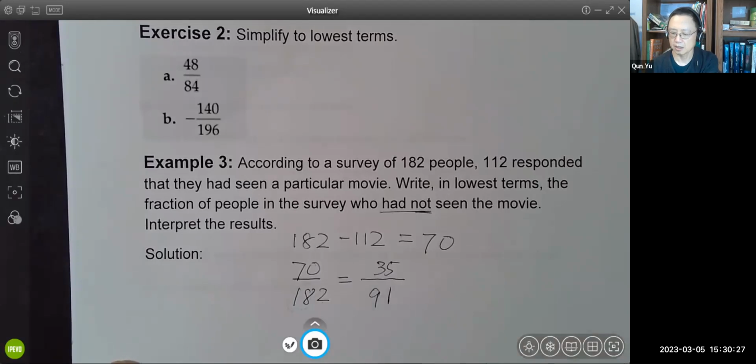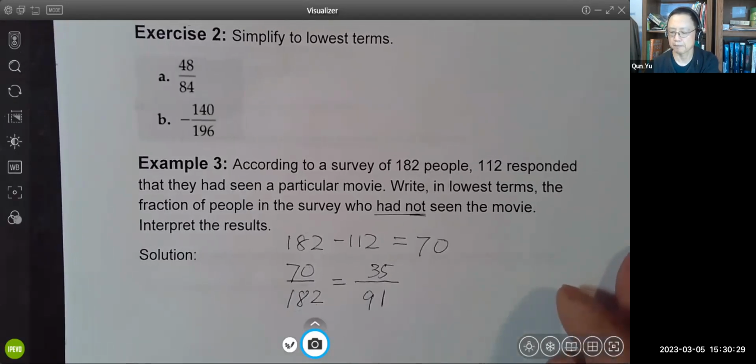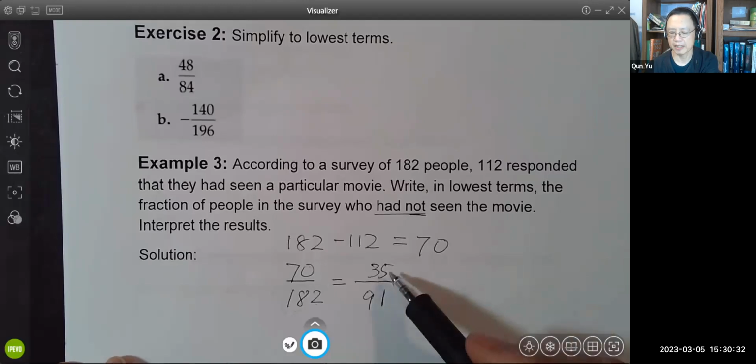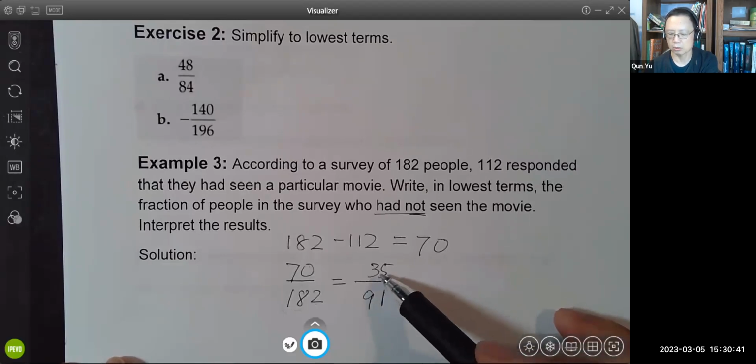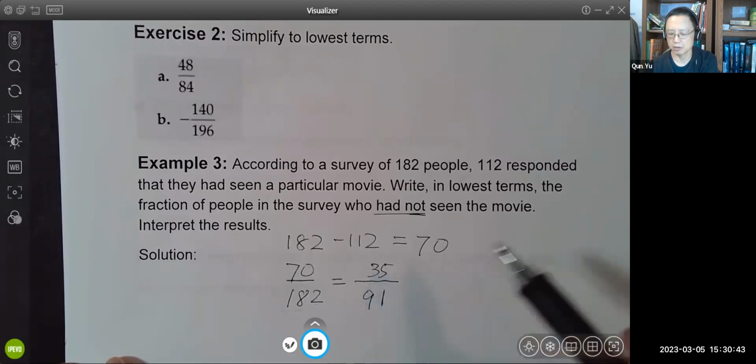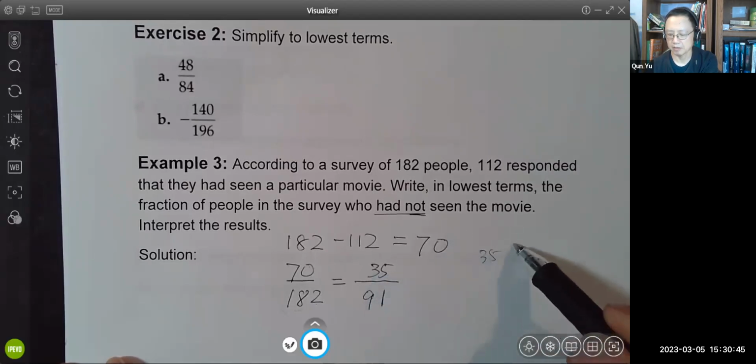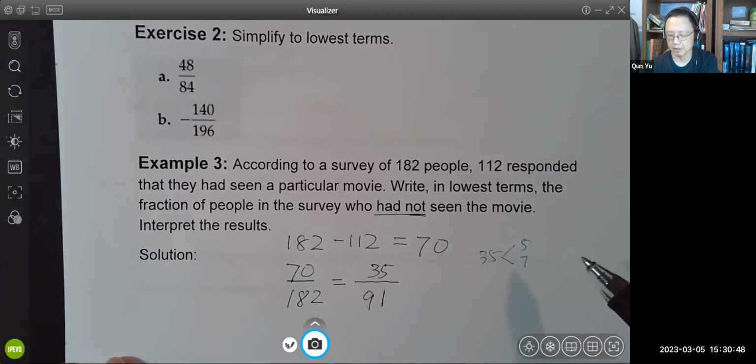Now, can we simplify it further? Now they have to be divisible by the same factor, right? So in this case, we always try to look at the smaller number. 35 can be divided by either 5 or 7. Apparently, 91 cannot be divided by 5 because only those numbers that end with either 5 or 0 can be divided by 5. So this one, 5 is out of the question.